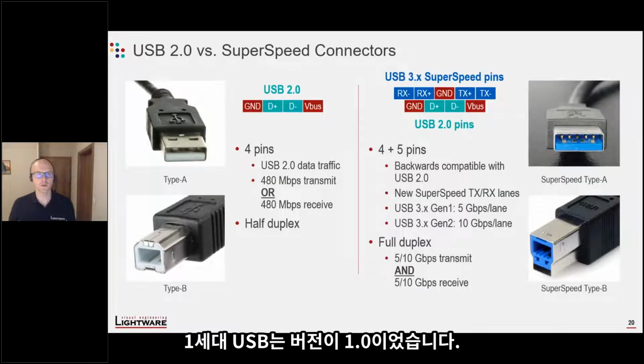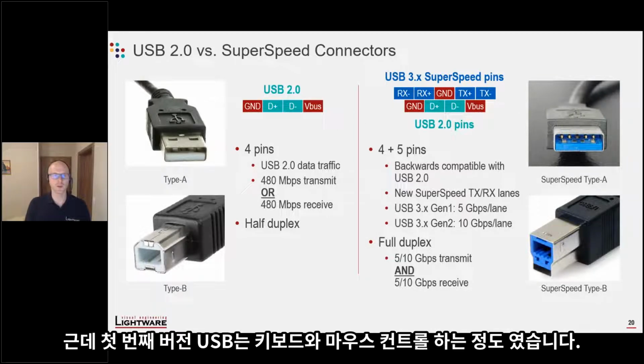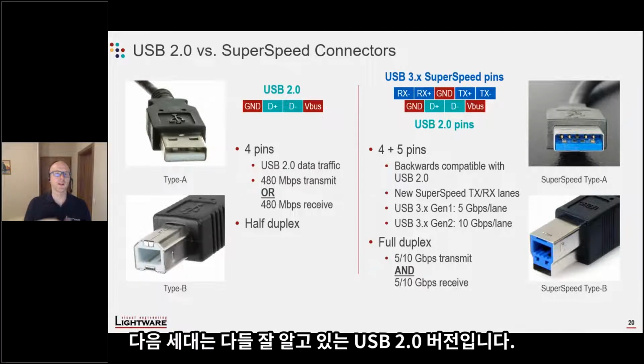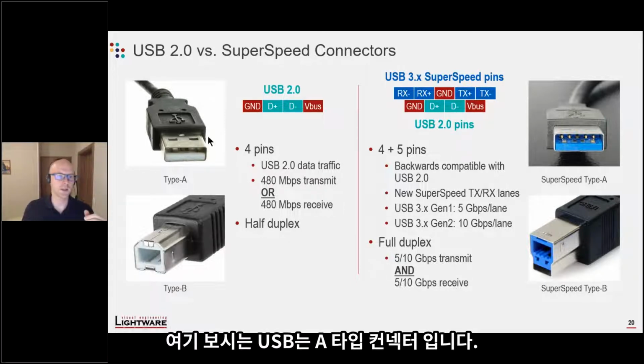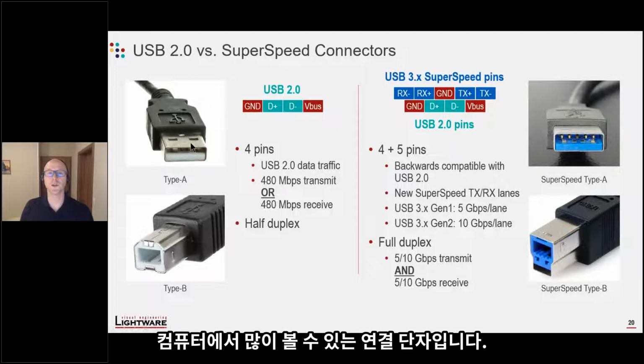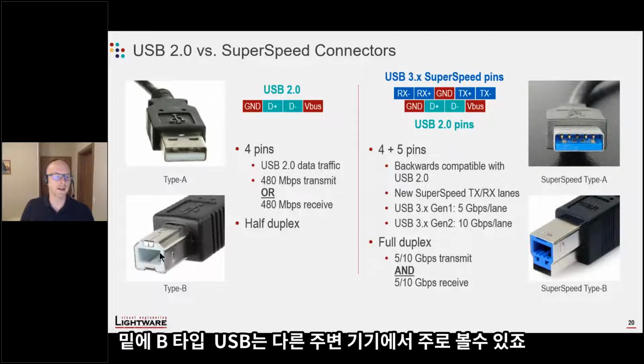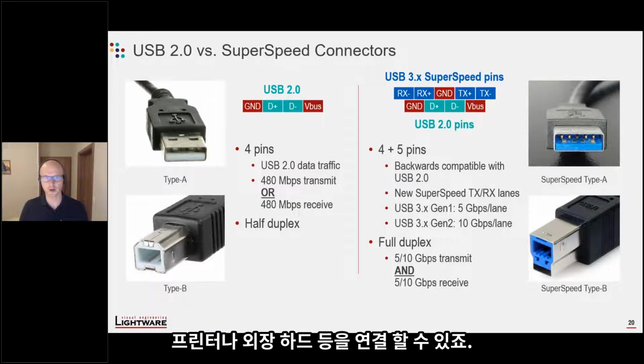The first version was USB 1.0, but that was mainly for the first generation of keyboard and mice. The next big step, which we all know, and it lived for many decades, is USB 2.0. And the connector you see here, this is the type A connector. This is what you find on computers. And the type B is what you find on peripherals, such as printers or external hard drives.